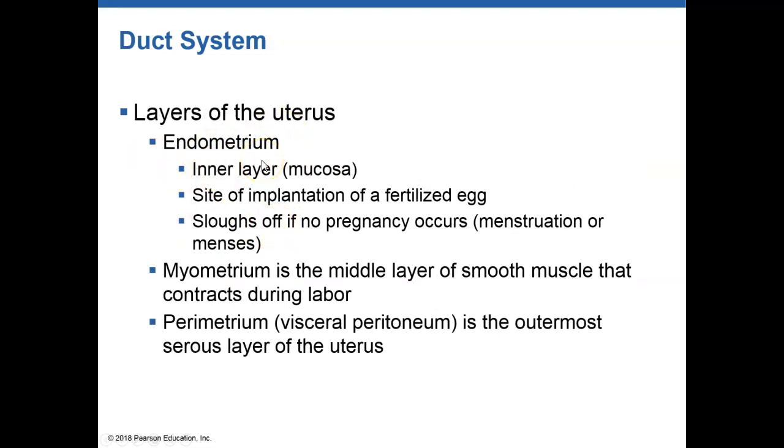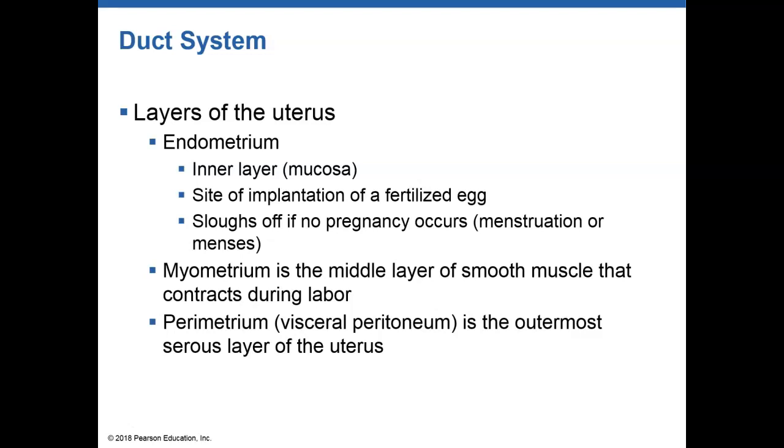the layers of the uterus. So we have three layers of the uterus. The internal layer of the uterus is known as the endometrium. This is the lining of the uterus that each month thickens up just in case we have fertilization of an egg. And each month, if no fertilization occurs, no pregnancy occurs, then that endometrial lining sloughs off. And that's what is released during your menstruation.